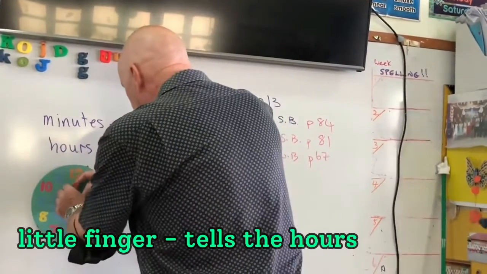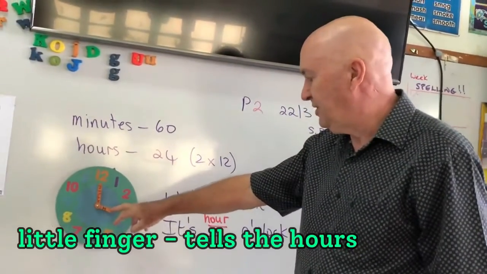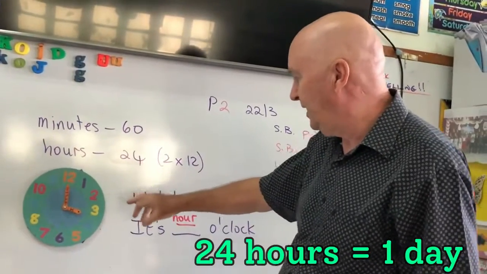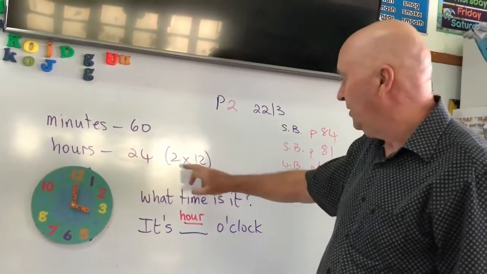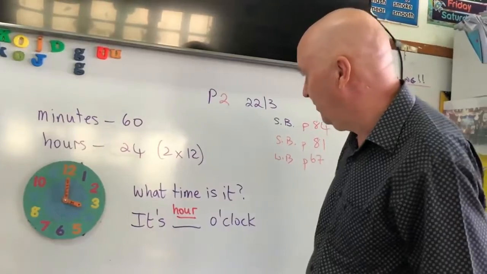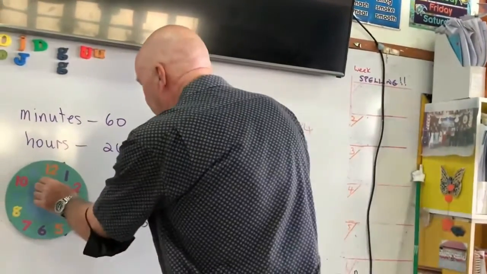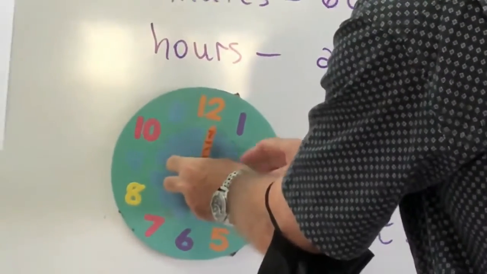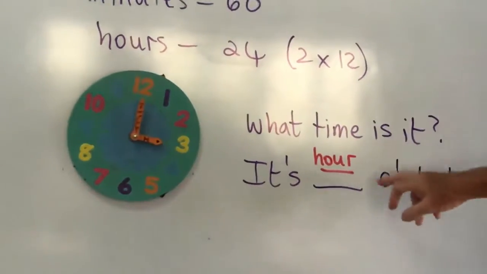The little finger, this little one here, tells us the hours. And of course there's 24 hours in a day. So on a clock like this, the little finger goes around 2 times. 12 times 2 is 24. So when we say the time, if the big finger is up at 12, then the little finger is showing us the hours. So you would say it's the hour o'clock.